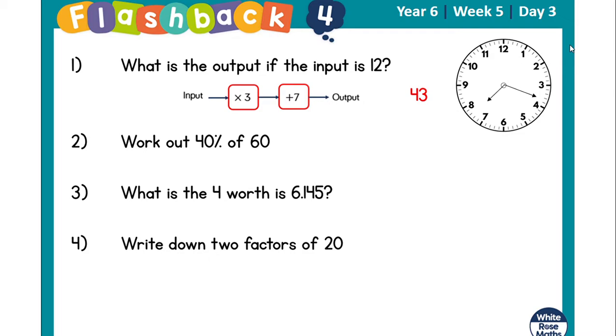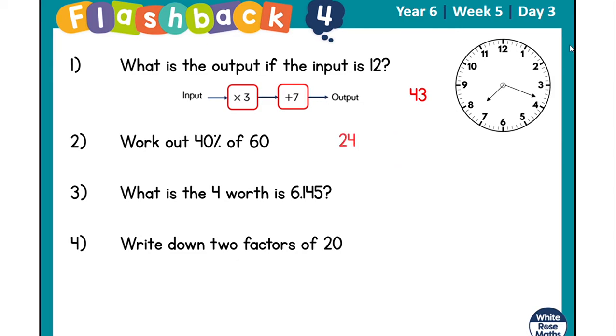Question 2. Work out 40% of 60. Okay, so a good idea to work this one out is actually to find 10% first. It's always a really good idea to find 10% because that's really easy to find. How do we find 10% of something? Well, we divide it by 10. So 60 divided by 10 is 6, or 10% of 60 is 6. So once we found our 10%, we then need to just multiply the answer by 4. And 6 times 4 is 24. So 24 is 40% of 60.